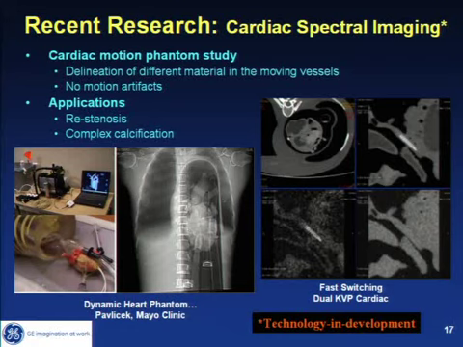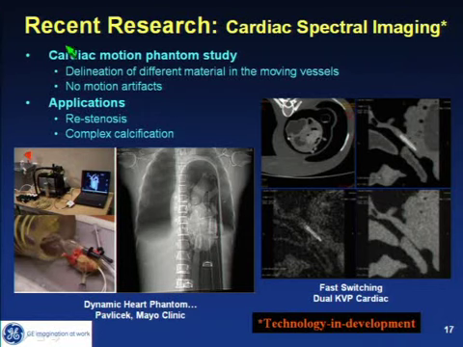Now I'm going to talk about a little bit of recent study or research done on dual energy, which is dual energy cardiac. Because with the fast kV switching method, the beams are switched at a fraction of a millisecond, it is very tolerable to any motion, because in a fraction of a millisecond, the object has not moved very much.